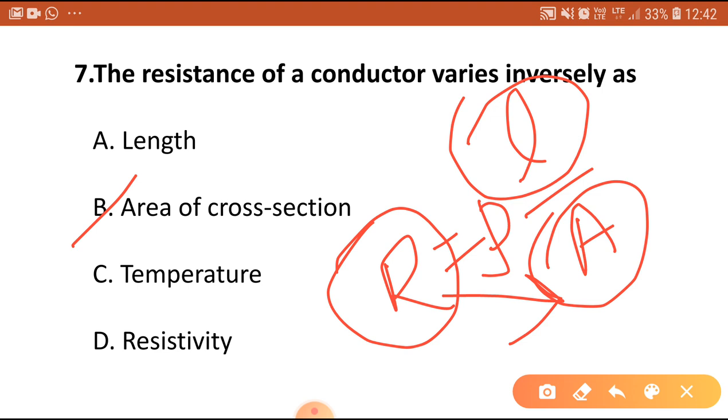If the question is that resistance of conductor varies directly proportional to, then we can say that it is directly proportional to length and inversely proportional to area of cross section. So you have to keep in mind this formula.